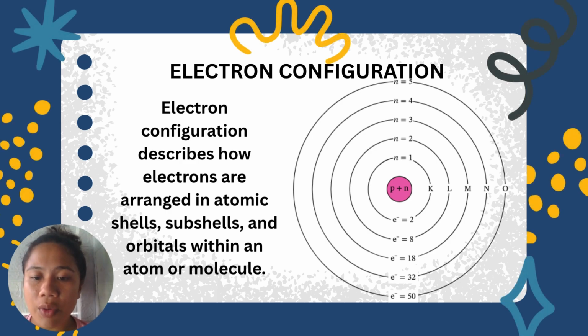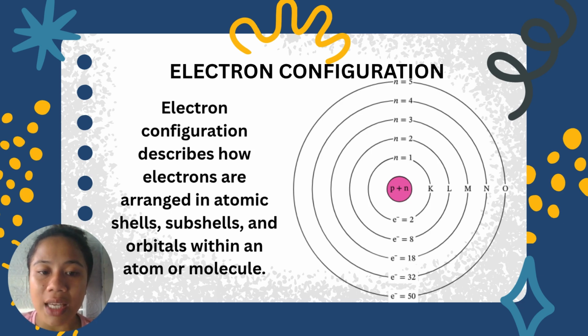So electron configuration describes how electrons are arranged in atomic shells, subshells, and orbitals within an atom or molecule. As we can remember, we have the quantum mechanical theory by Schrodinger and Heisenberg, which says that electrons settle in what we call the electron cloud. In that electron cloud, there is a specific designation called the shells, the subshells, or the orbitals. So here, let's take a look.